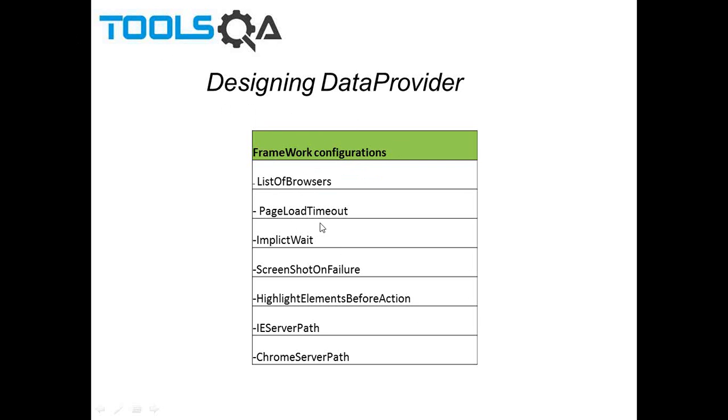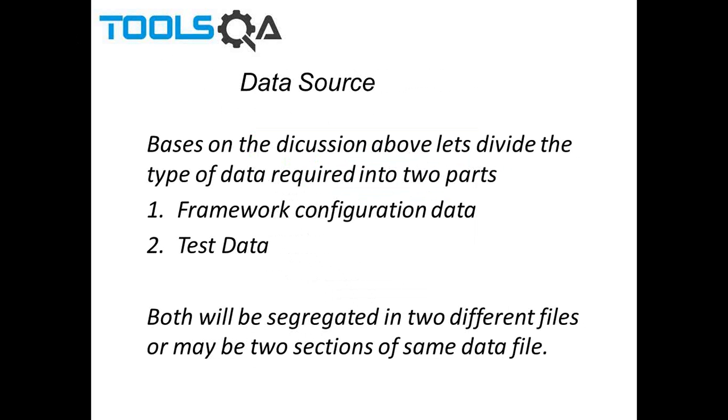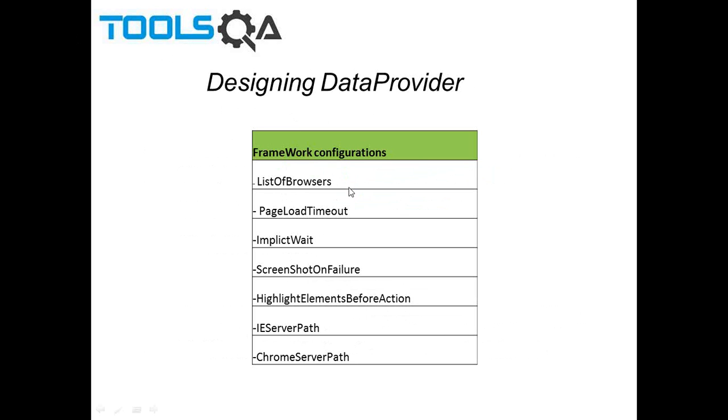Similarly, page load timeout, implicit waits, screenshot on failure, whether or not to take screenshots on failure, all this information should go somewhere in a common place, right? So that a framework, when it starts, it can read that file and get all that information. Similarly, IE server path and Chrome server path, right? Now before moving to the data source, let us first pick up the run configurations, because that's the very first thing that your framework would require, right? It would require a way to read a file which stores the run configurations.